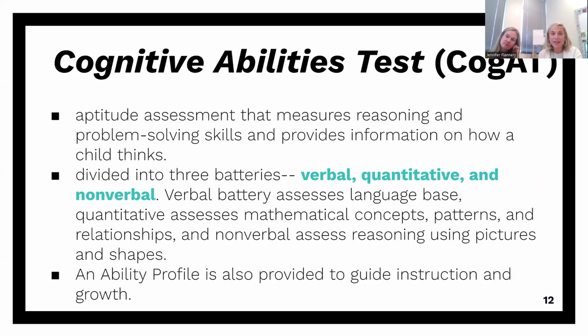Next is the COGAT test. That stands for Cognitive Abilities Test. This is an aptitude assessment that measures reasoning and problem-solving skills and provides information on how a child thinks. So every child across CMS in second grade has the opportunity for the COGAT test, which is coming up in a couple weeks. The COGAT test is divided into 3 batteries: verbal, quantitative, and nonverbal. The verbal battery assesses language base, quantitative assesses mathematical concepts, patterns and relationships, and then nonverbal assesses reasoning using pictures and shapes. Once we receive the COGAT scores, an ability profile is generated to provide us more specifics on how to guide instruction to meet our learners where they are.